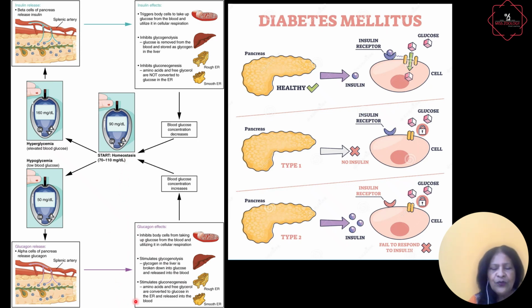The third way in which it can bring about the normal level of glucose is by stimulating gluconeogenesis. That is, the nutrients other than glucose, that is amino acids or glycerol, can be converted back to glucose, and thus that can also bring about a normal glucose level in the blood.